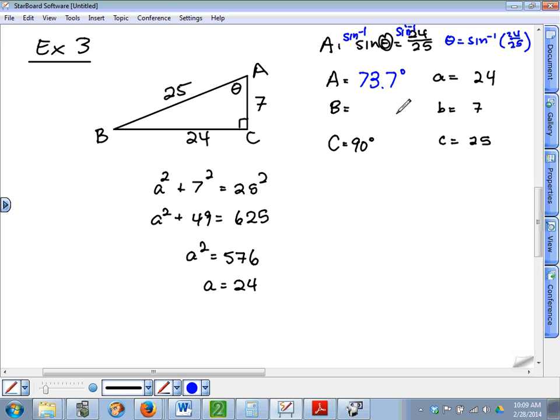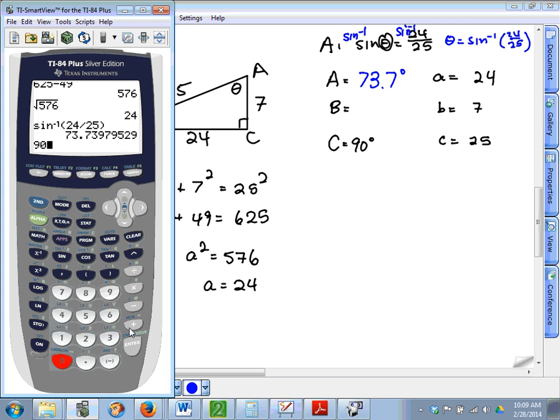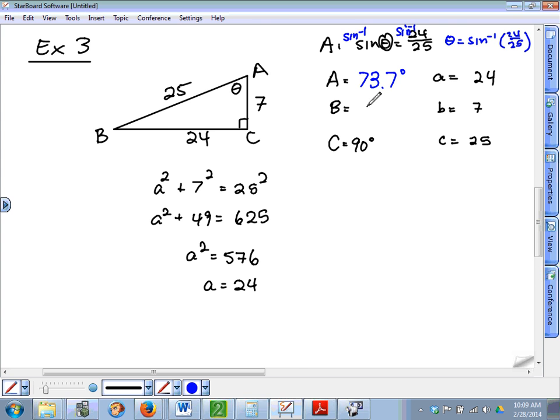You add the two angles together, subtract from 180. So if you have 90 plus 73.7, and then you subtract that from 180, you get 16.3. That's what it means to solve triangles. That's all it is today.